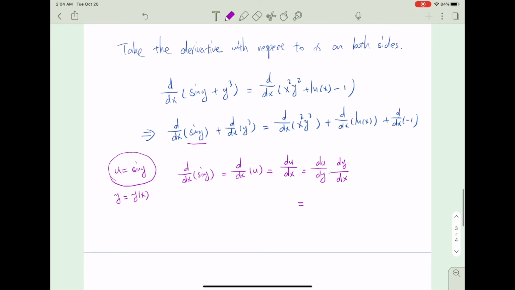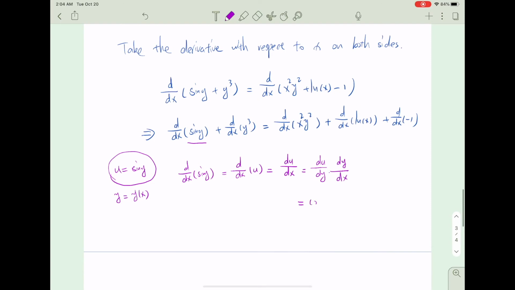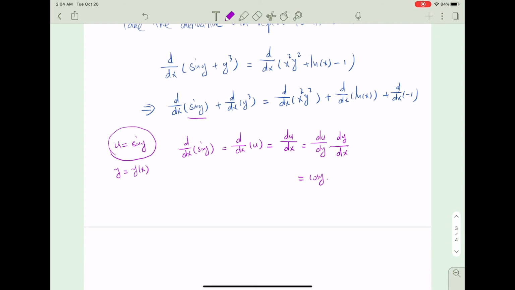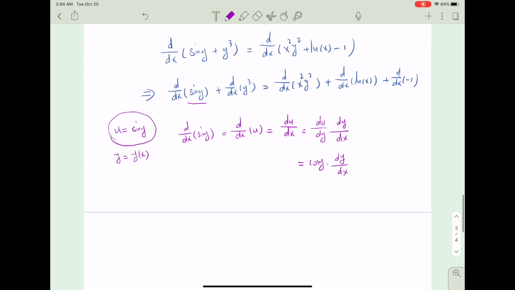We know what du over dy is based on the thing here, right? U is equal to sine of y, so that is equal to cos of y. And dy over dx, we don't know, and that is the thing we're looking for. So keep this here, dy over dx. The reason I'm writing this here is just to tell you that d over dx of sine y is obtained by using the chain rule. And the answer is cos of y times dy over dx.